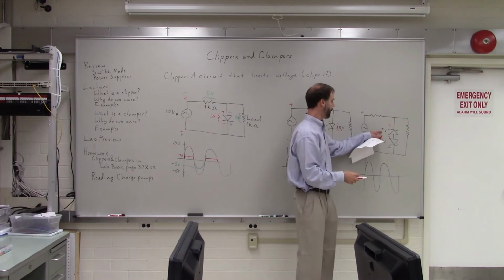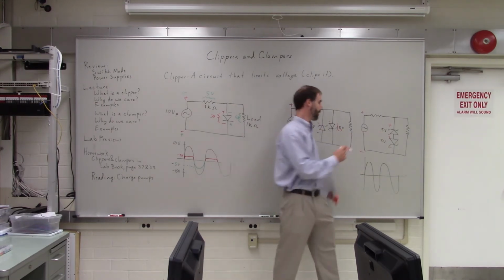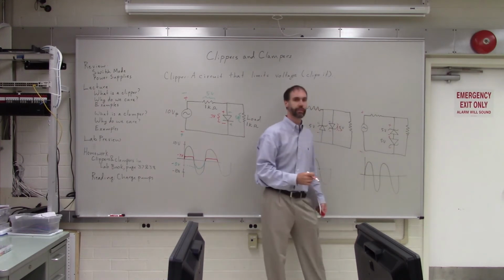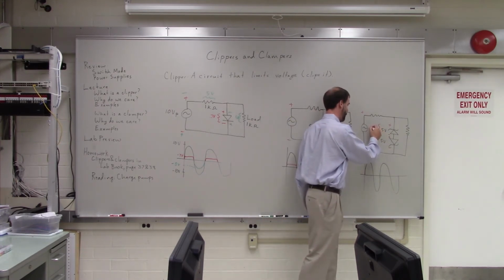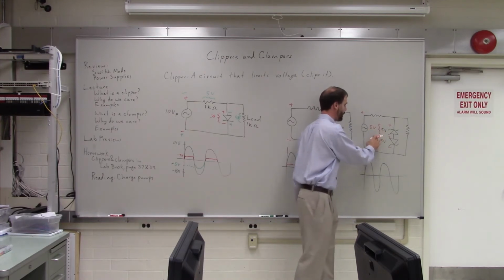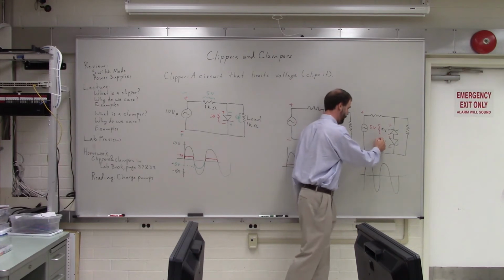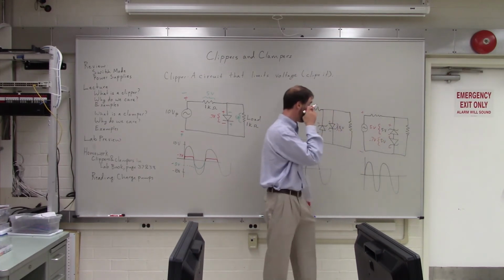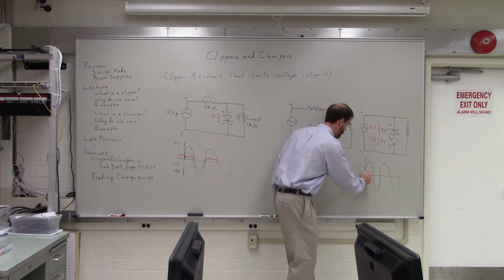So the first one is forward or reverse biased? Reverse. So how much voltage does it have across it? 5 volts. And the second one is forward or reverse biased? Forward. So how much voltage does it have across it? 0.7 volts. Exactly. So in this case, you get up to 5.7, and then it clips off there.